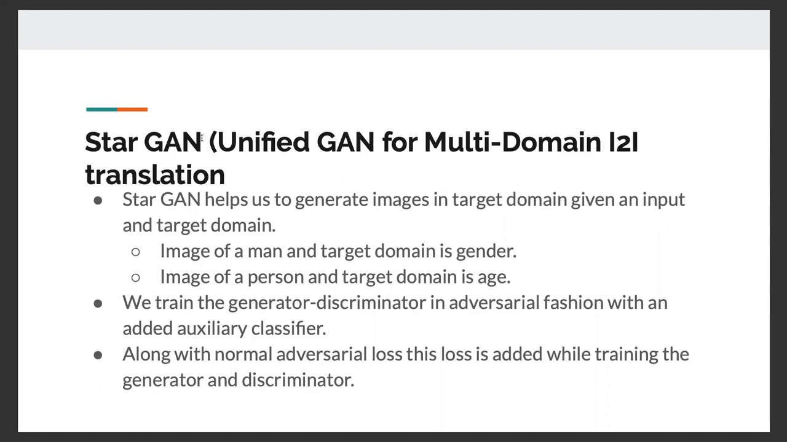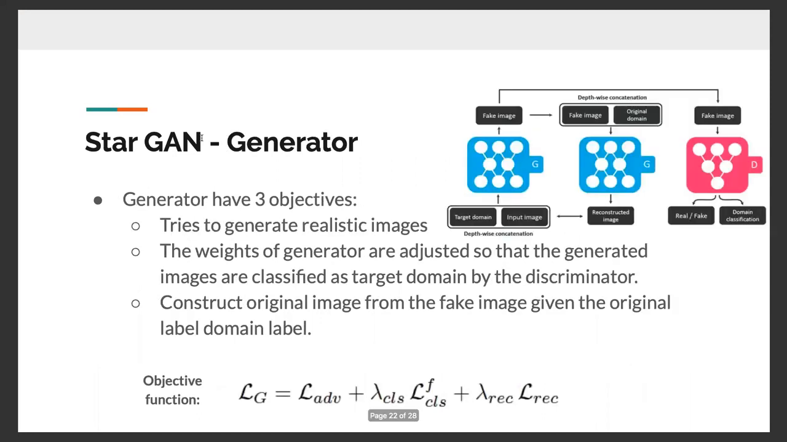So along with the normal loss, there is an additional term of the classification loss while we're training the generator and the discriminator. So we're going to interpret the StarGAN using a very tiny example. We have an image of a boy who is 10 years old, and we want to know how this boy will be looking like once he is, say, 20 years old. So the target domain here is 20 years old, and this is the input image. And the original domain is 10 years old.